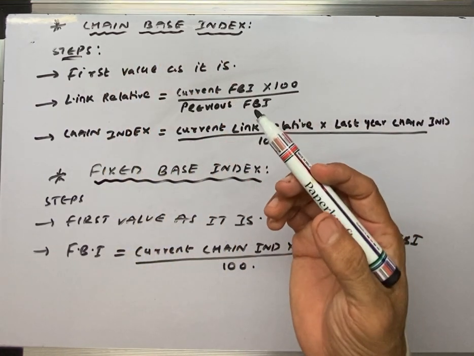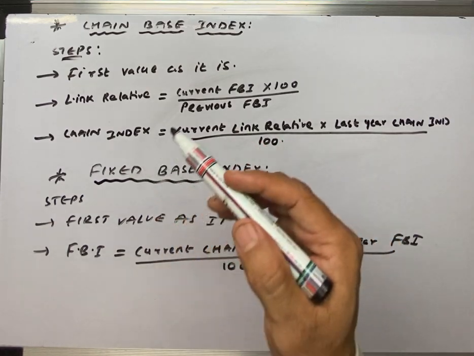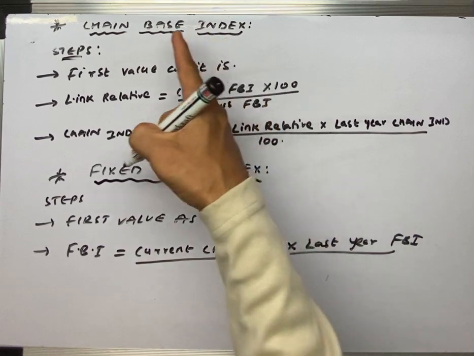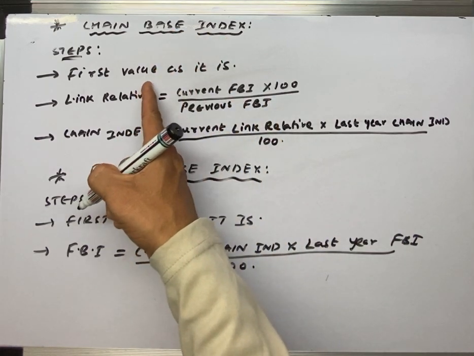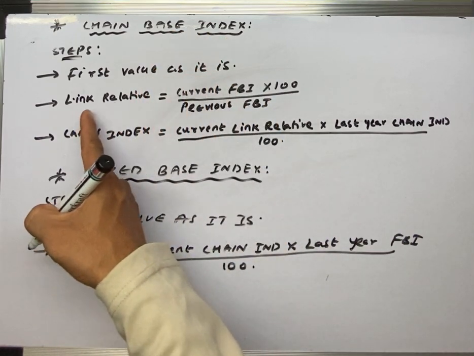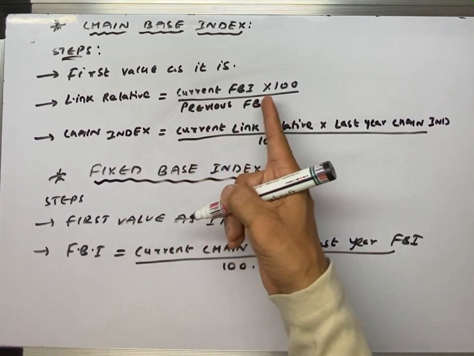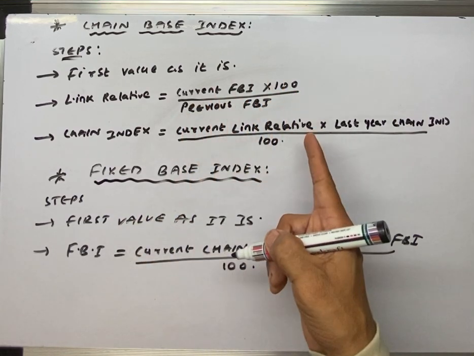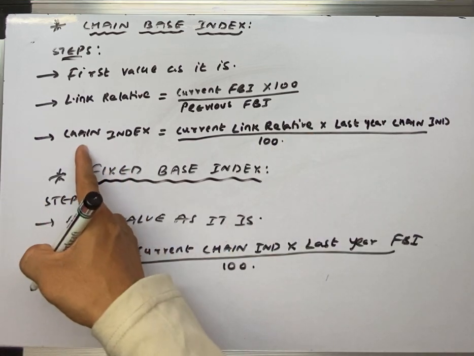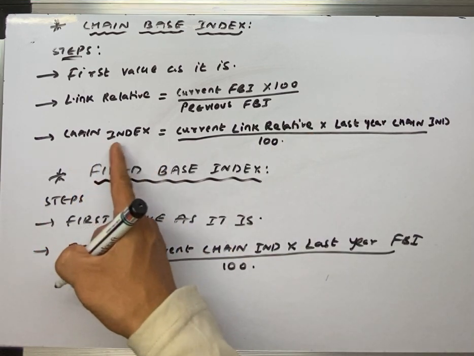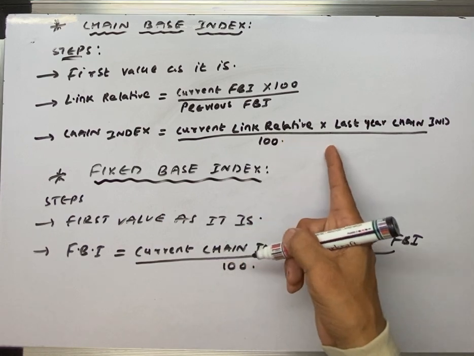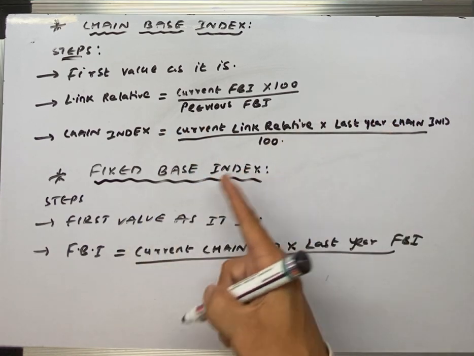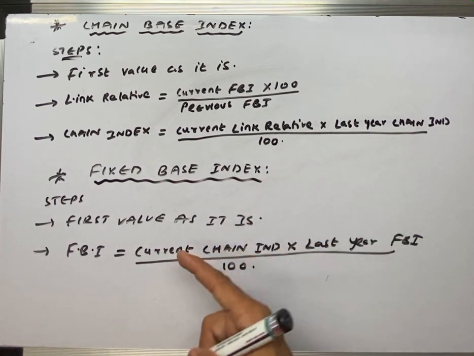So how will you get the question? Convert fixed base into chain based index. FBI to CBI. So we have to remember these formulas. First value as it is. Link relative, we have to find current FBI into 100 divided by previous FBI. These formulas are helpful in finding that problem. Then chain index. At the end, to find chain index: current link relative into last year chain index divided by 100. I will show you how to use this formula at the time of the problem.